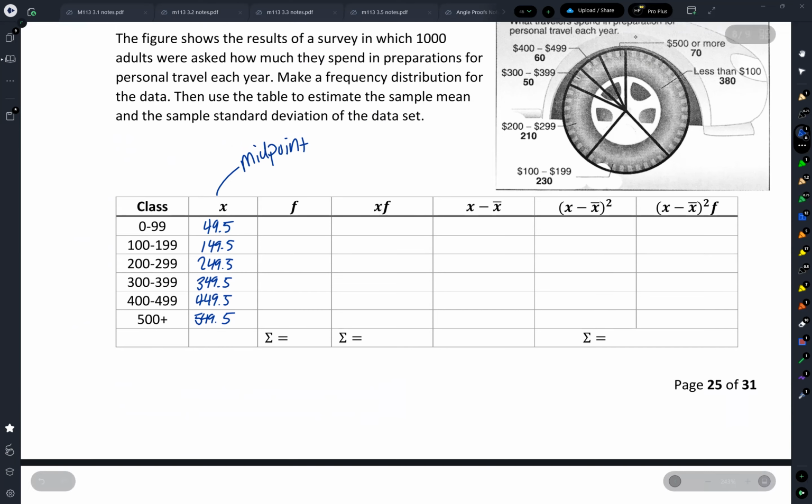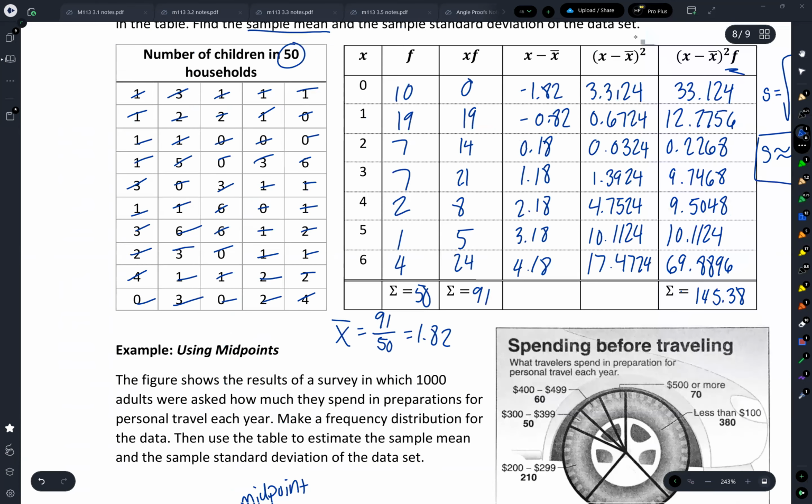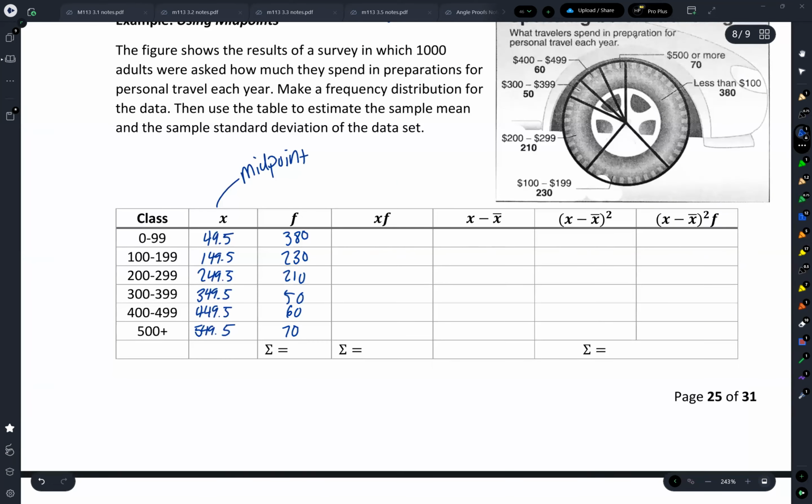Okay, now your frequencies are found from this table, right? This picture up here. So for 0 to 99, or less than 100, we have 380. For 100 to 199, you have 230, then 210, then 50, then 60, and then 70. Now from here, the process is the same that you did up here, so I'll let you finish that on your own.